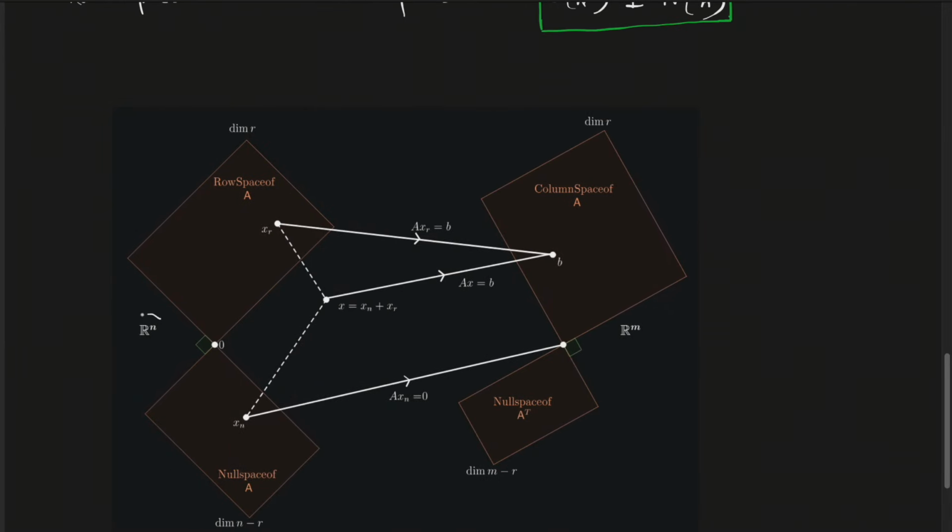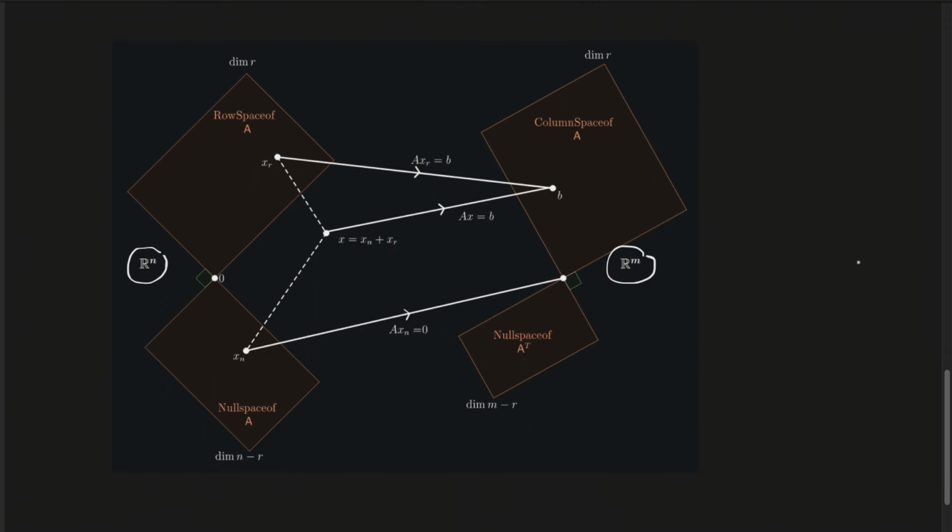This is Rn and this is Rm, so it could be four-dimensional as well. You can have a 4 by 4 matrix where your row space is of dimension 2 and your null space is of dimension 2. So both row space and null space are planes, but obviously we cannot visualize 4 dimensions. But that could be possible, right? Same goes for column space and left null space.